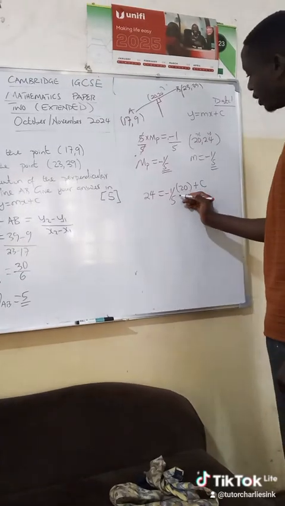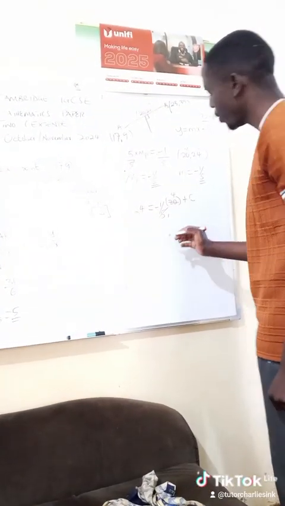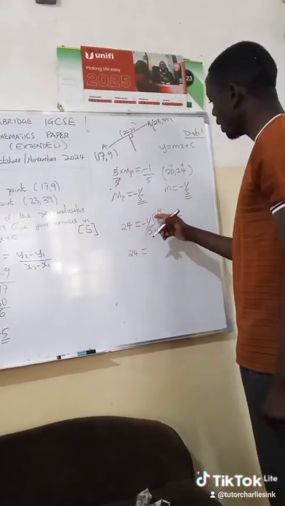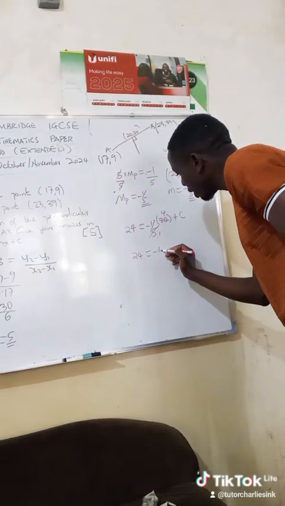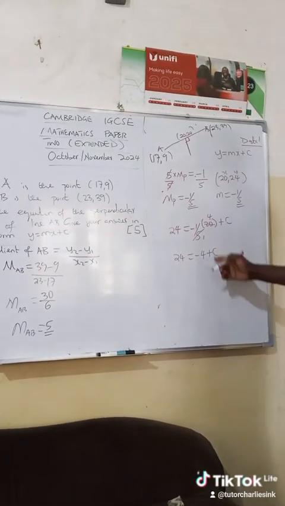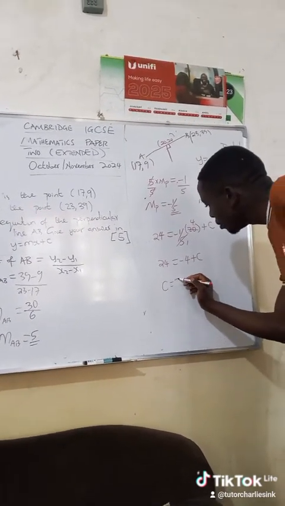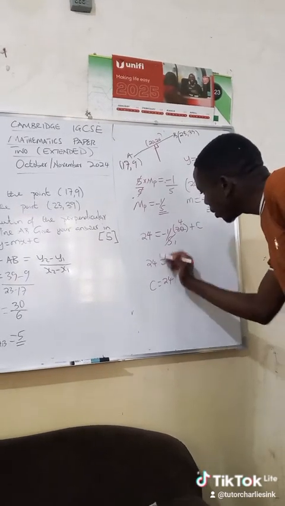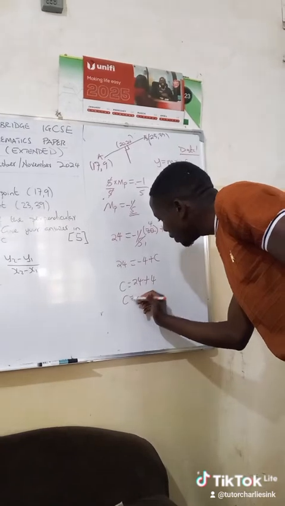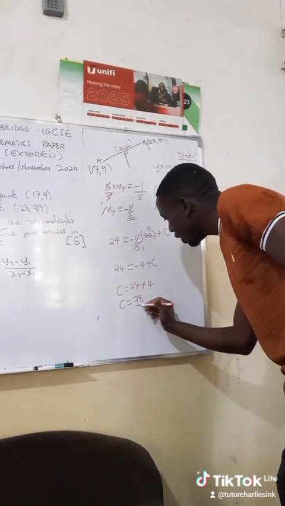5 can go into 20: 5 into 5 is 1, 5 into 20 is 4. So I'm going to have 24 is equal to negative 1 times 4, I'll get negative 4, plus c. So I have to find the value of c. This negative 4 will go to the other side. When this negative 4 crosses, it becomes plus 4. So c will be equal to 24 plus 4, which is 28.